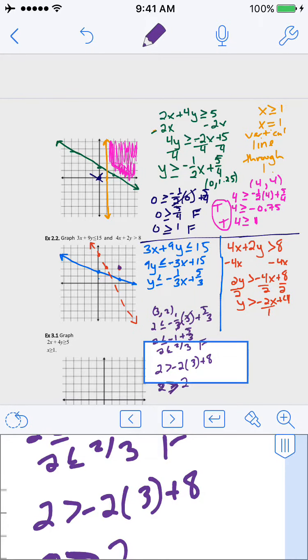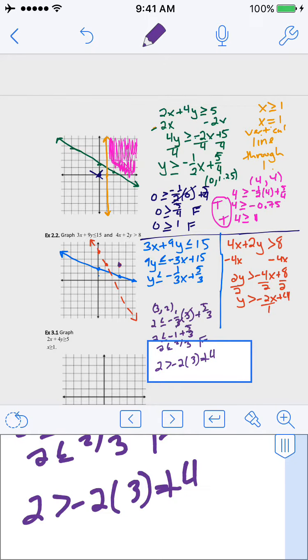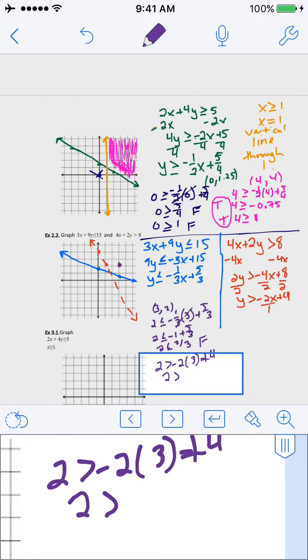It's not plus 8. That's why it's plus 4. So plus 4, right? So now we have 2 is greater than negative 6 plus 2, or negative 2. Is 2 greater than negative 2? Yes, it is. So this is a true statement.